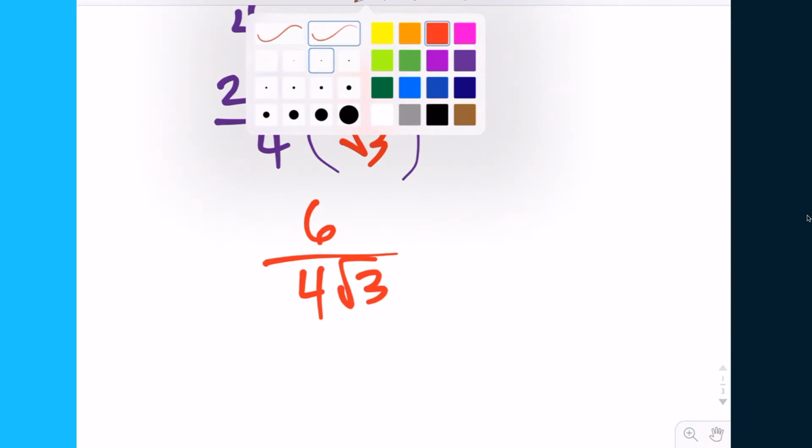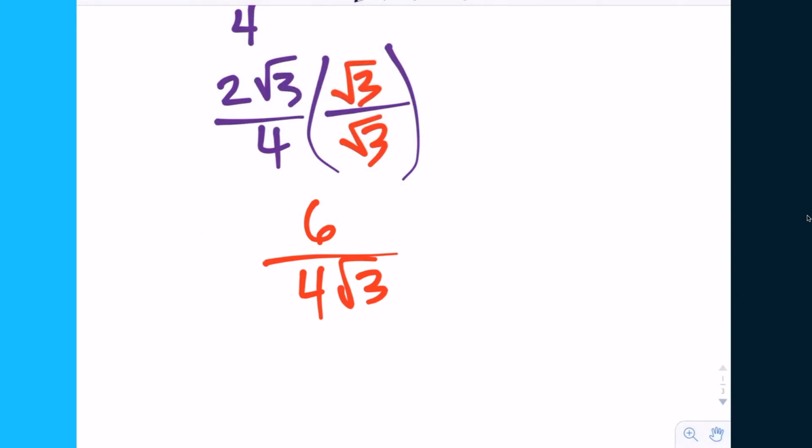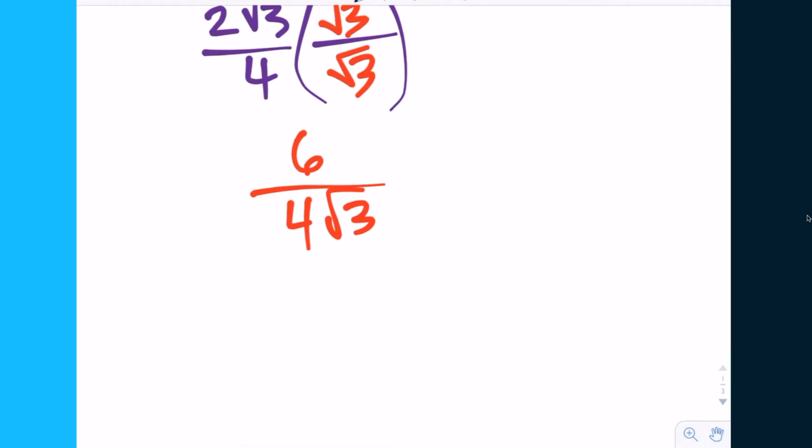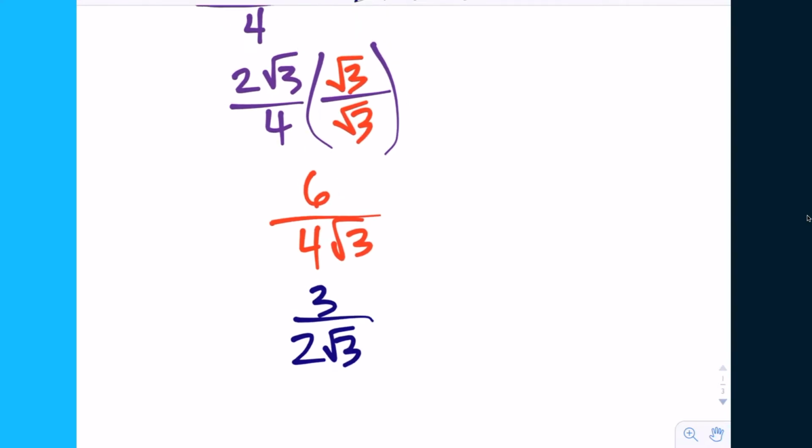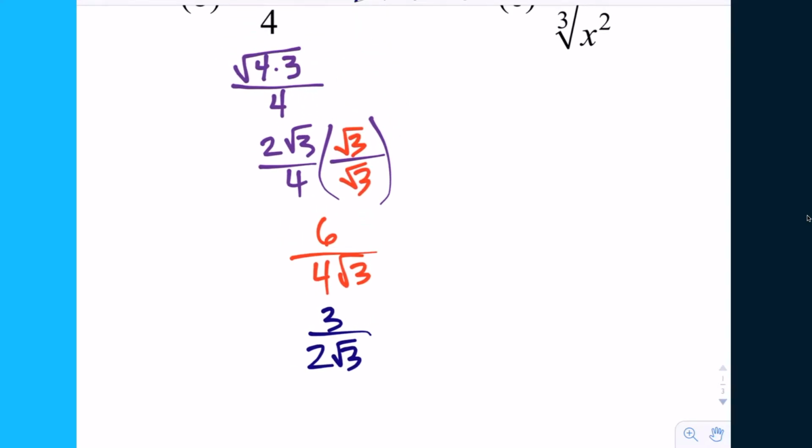Simplify early and often. This would be the often part. There is a common factor of 2 that you can divide out, so it becomes 3 over 2 square root of 3. And you're done. We rationalize the numerator by getting the radical into the denominator and eliminating it from the numerator.